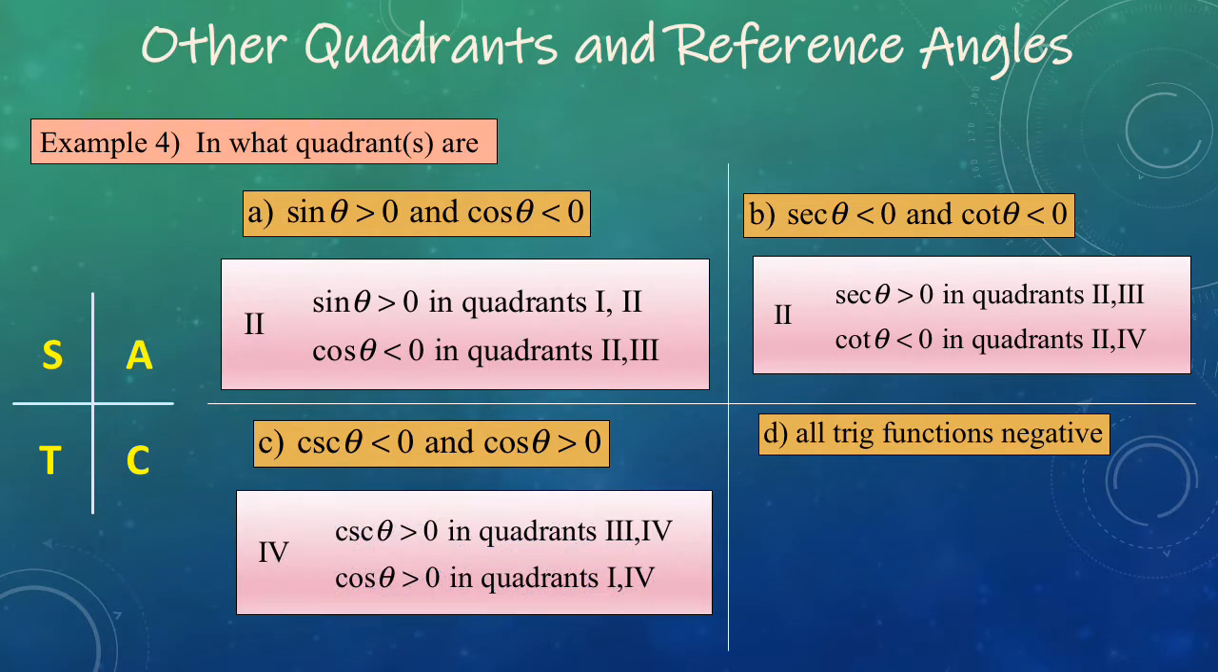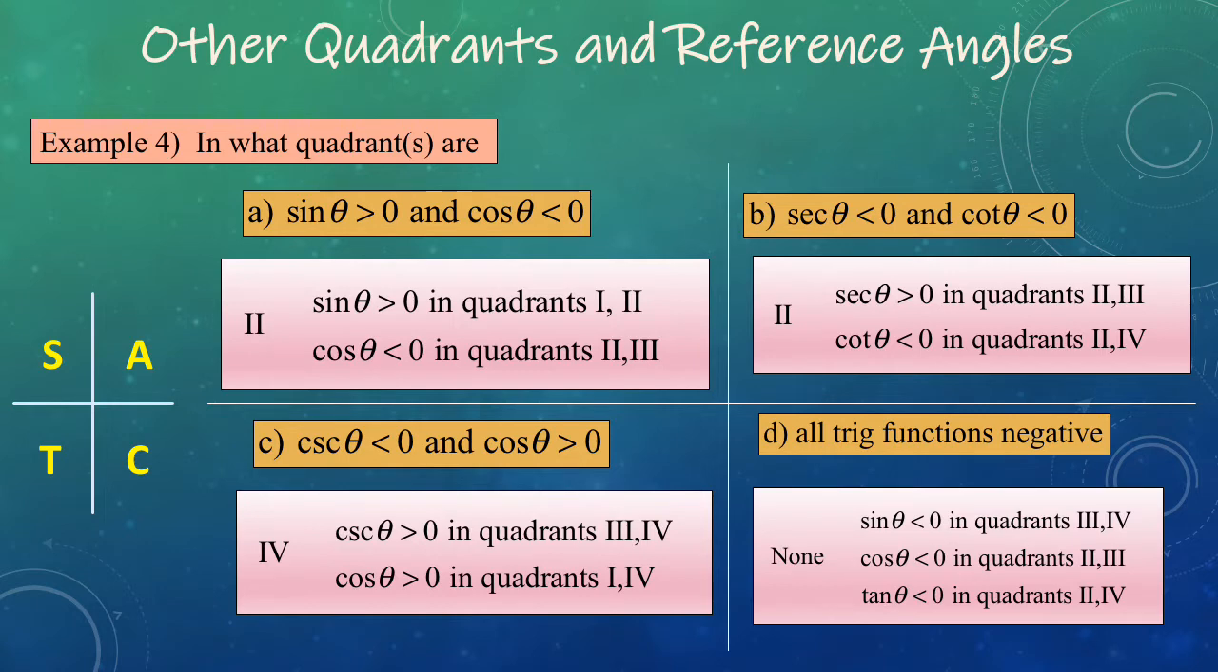In C, we would like to know in what quadrant is cosecant theta negative, but cosine theta positive. Cosecant theta is negative in the same quadrants that sine theta is negative. Sine theta is positive in quadrants 1 and 2, and therefore negative in quadrants 3 and 4. Cosine theta is positive in quadrants 1 and 4. So the only quadrant that these two have in common is quadrant 4.